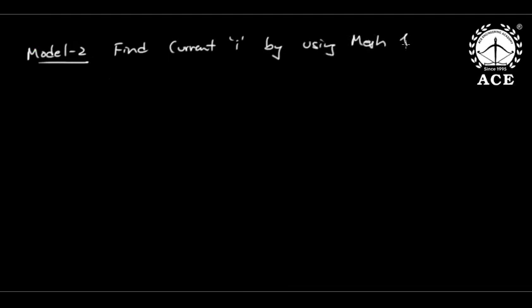Okay, everyone observe. So I'm going to model 2. Everyone see, model 2. Now here in model 2, I'm asking to find current I again by using mesh and nodal analysis. So this is the next model. Let us understand why it is special here again.